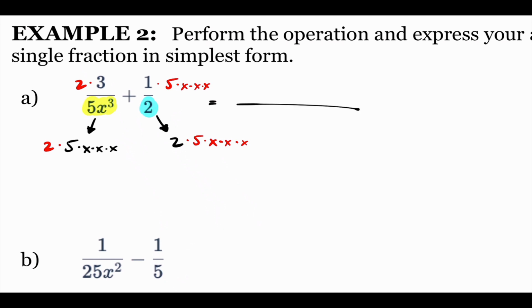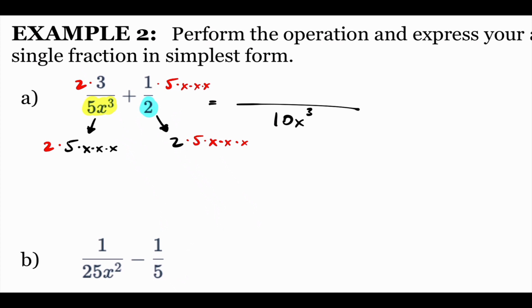Once you do that step, the denominator should be the same. 2 times 5 is 10. X times x times x is the same thing as x times x times x, x to the 3rd. So what is the common denominator? 10x to the 3rd, yep.